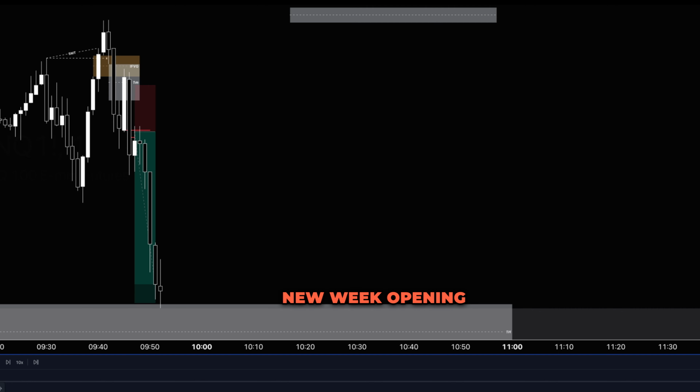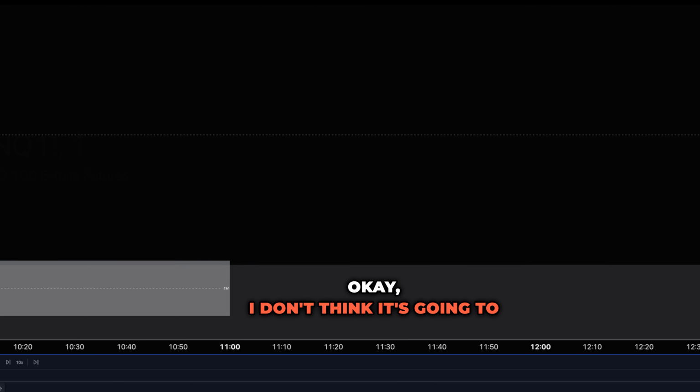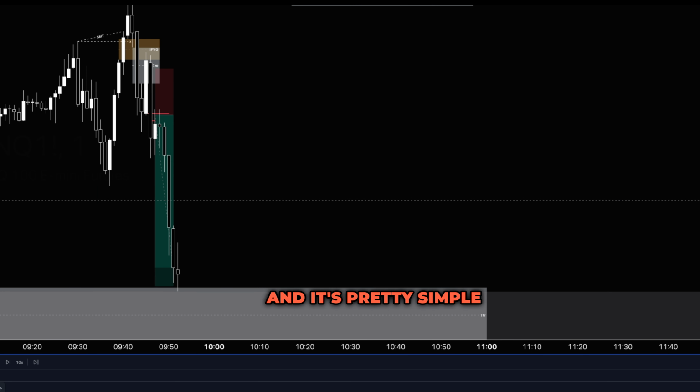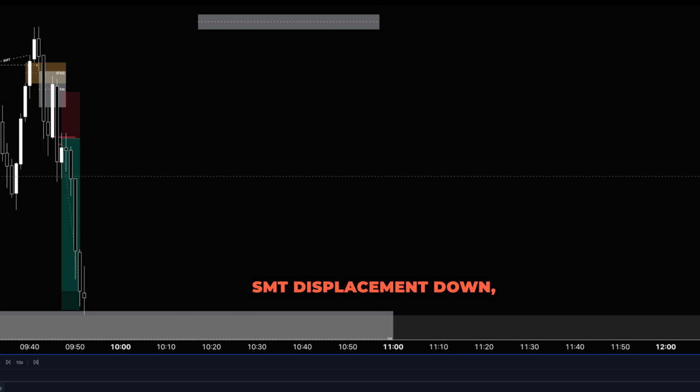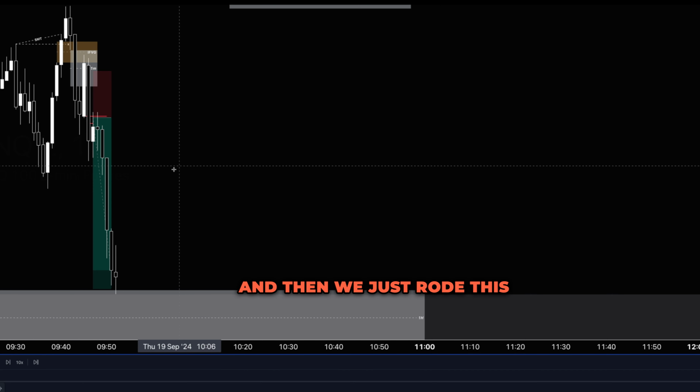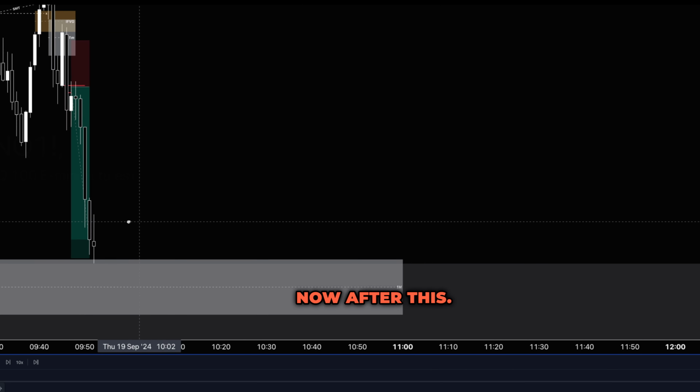I think we also had a new week opening gap somewhere. Okay, I don't think it's going to show now, but yeah, I think we had a new week opening gap down here as well. So, a pretty simple trade. SMT, displacement down, inversion fair value gap, 1 minute fair value gap, entry on the order block, and then we just rode this move down.